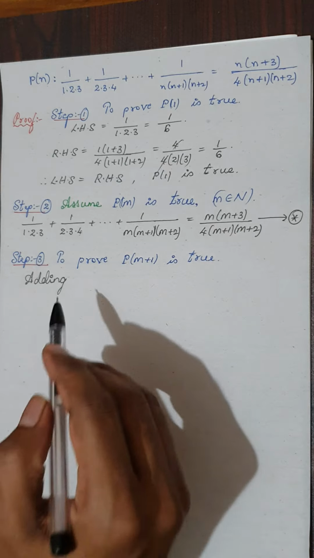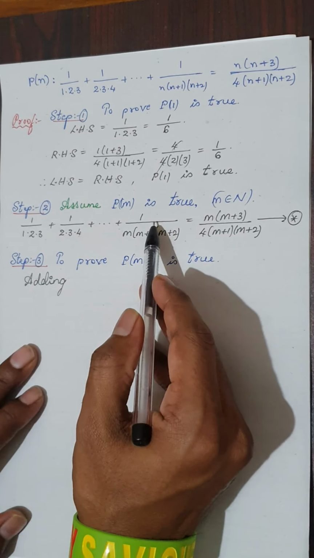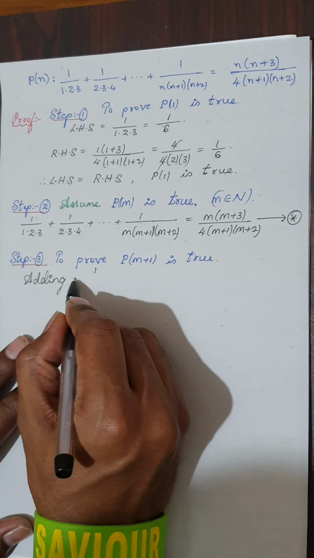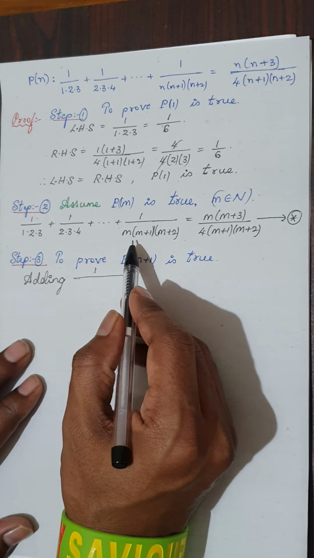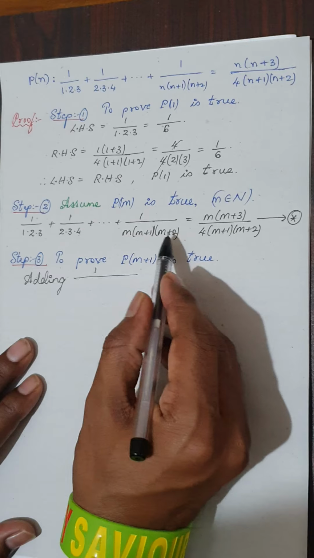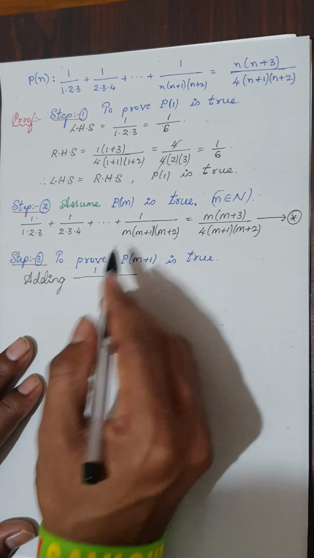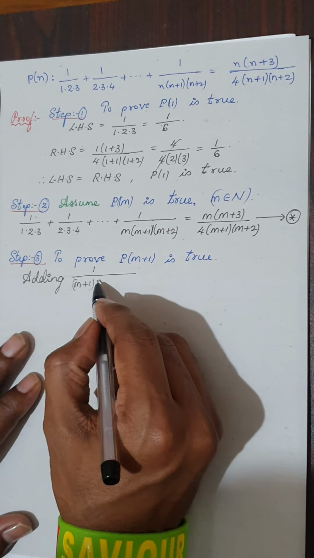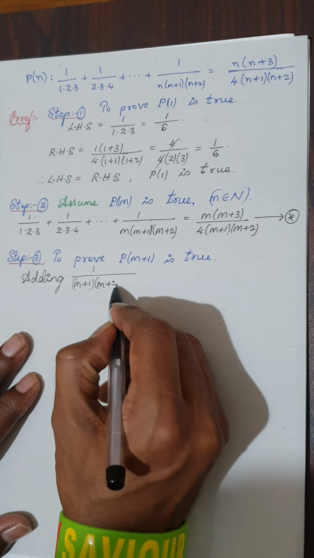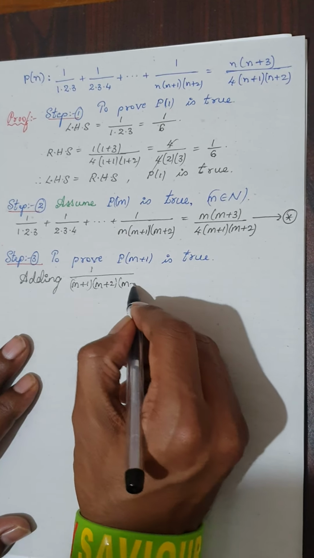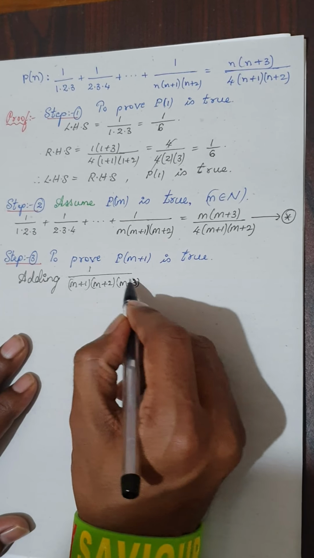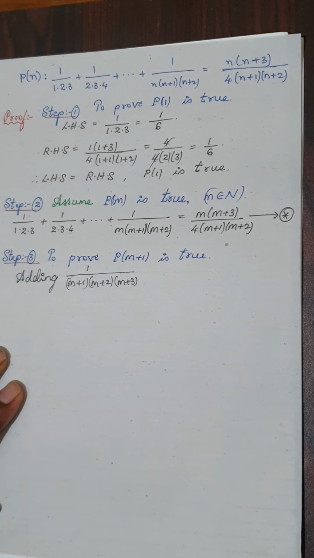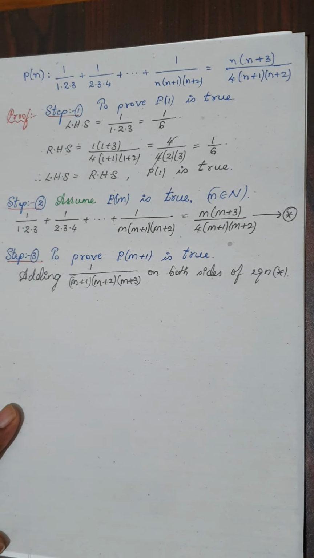Similar to the previous step, since each term is added here, I'm going to add the term. Please be careful how you consider the term. It is very similar to the previous one. You have to add the next term on both sides. The next term is just replacing m by m plus 1. So m will go to m plus 1, m plus 1 will go to m plus 2, and m plus 2 will go to m plus 3. This is the term I'm going to add on both sides of equation star.